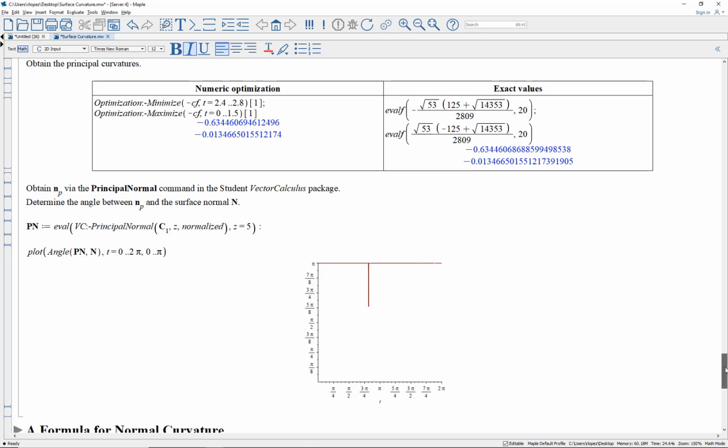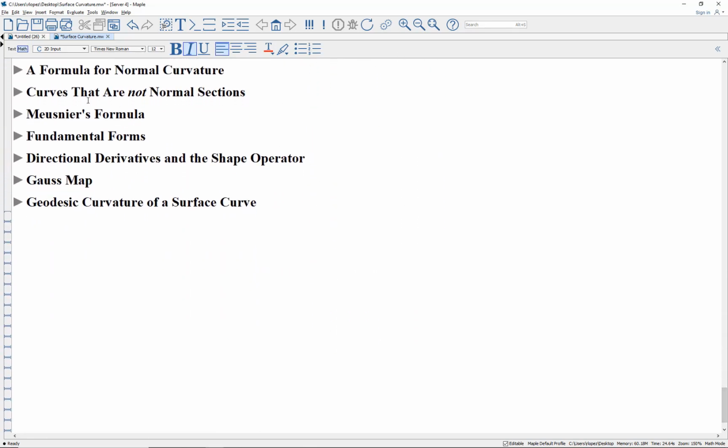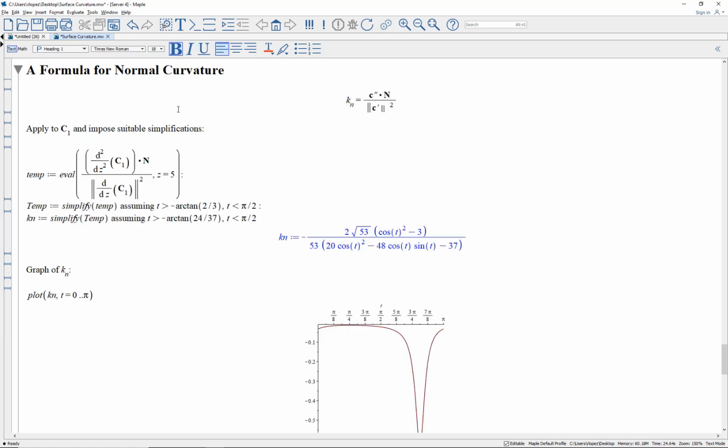So the literature is replete with various formulas for this stuff. Here's a formula for the normal curvature. All right, Kn is normal curvature. C is a curve.